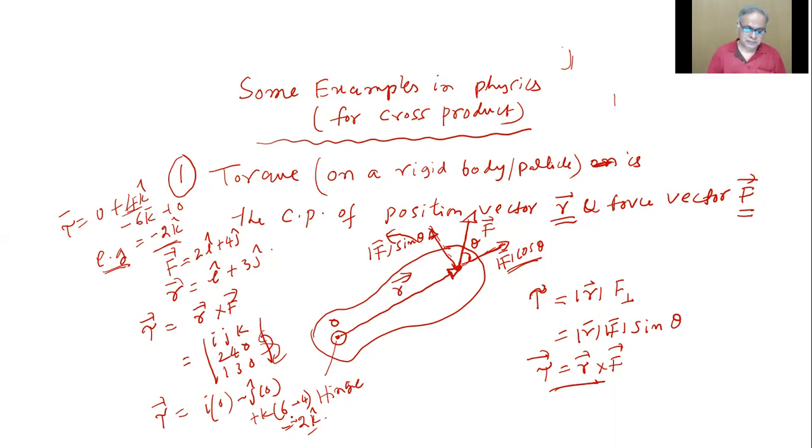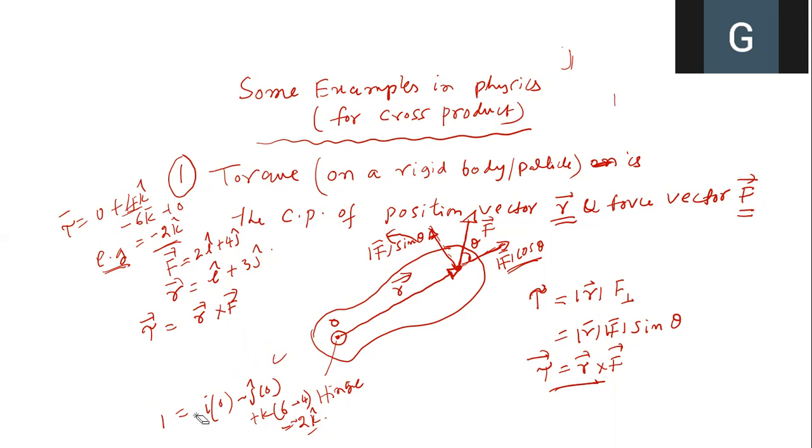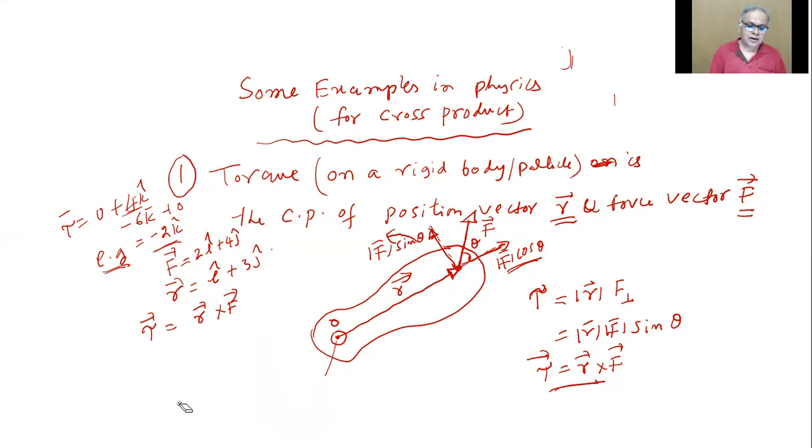Sir, can you explain the determinant once? Yesterday I told you already. Look, when you want R cross F, the R components must be there first, not the F components. 1, 3, 0. Then the F components 2, 4, 0. Expand this. i you should write first and remove this and this. You are left with this.